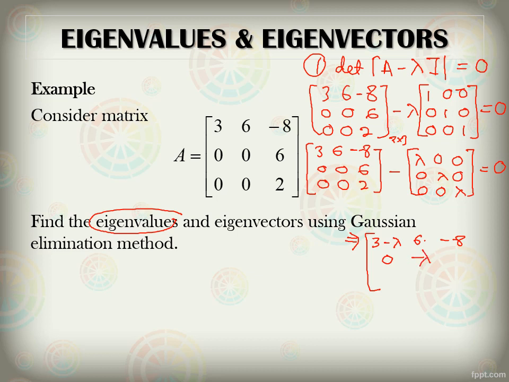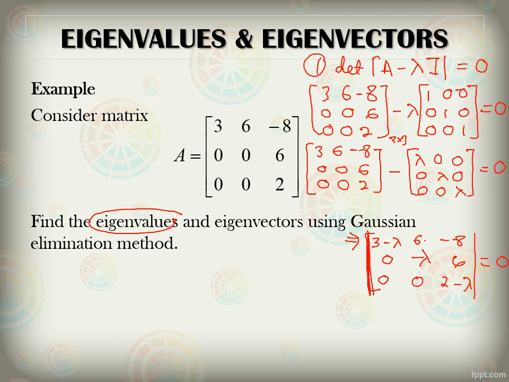So 6 minus 0 remains 6. Next row, 0 minus 0 remains 0. 0 minus 0 remains 0. And the last element is 2 minus lambda. So this is a straight bracket, sorry, straight bracket equal to 0.